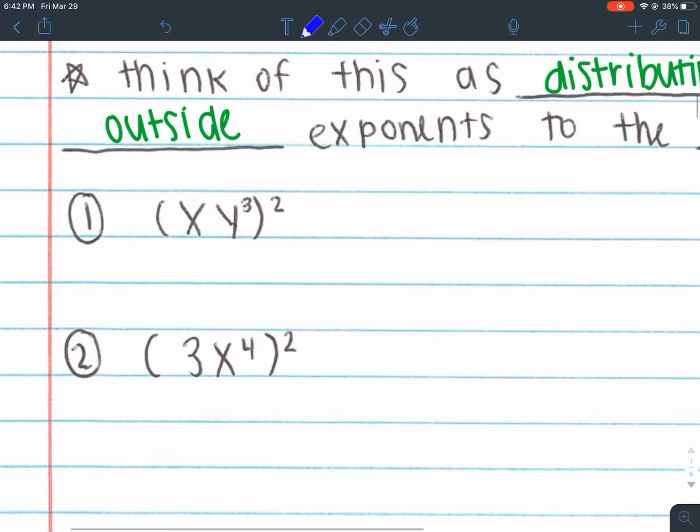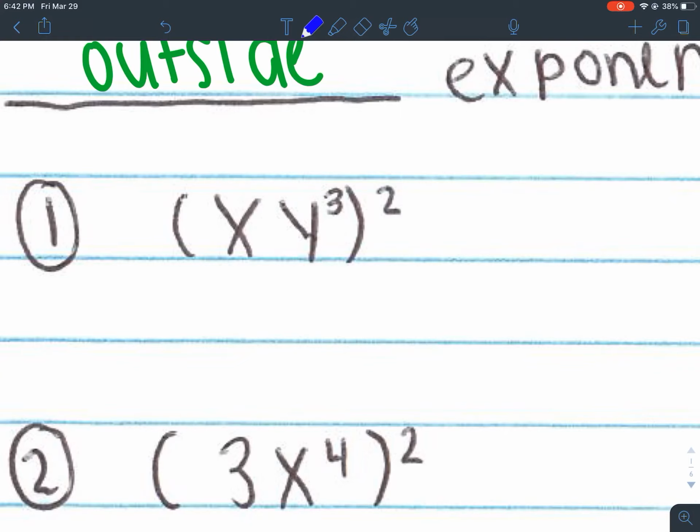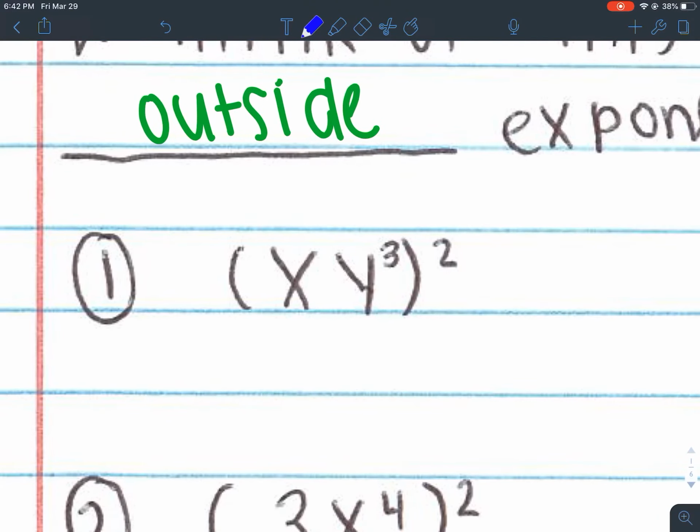Alright, number 1. So we have a parentheses here, and we want to get rid of that, so we're going to distribute that too.